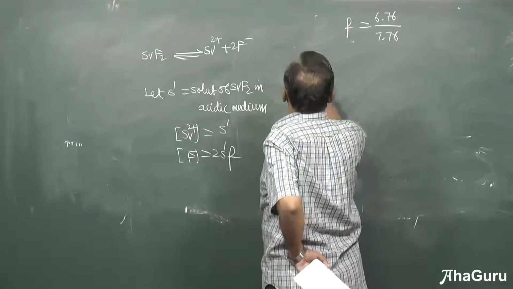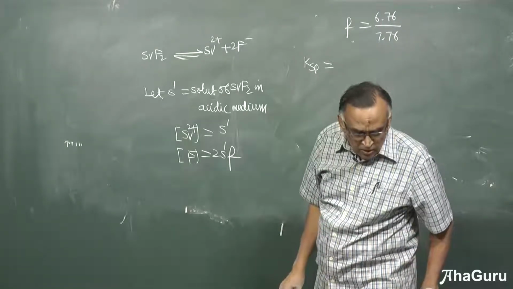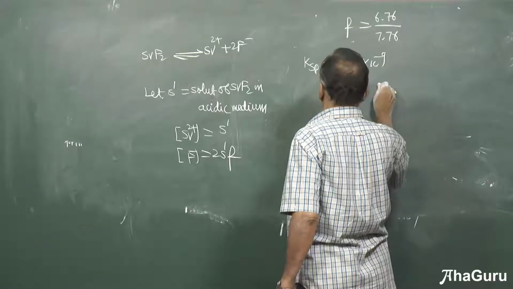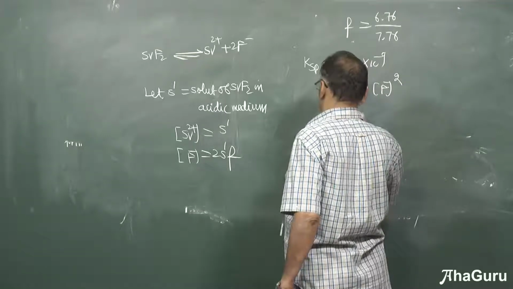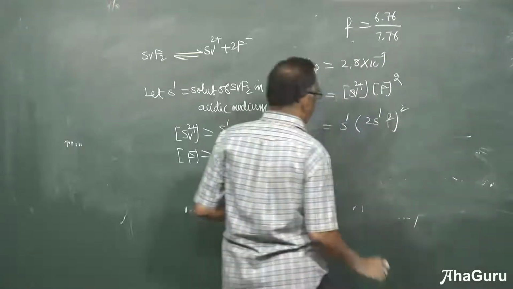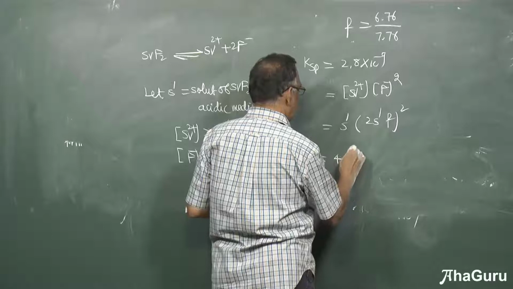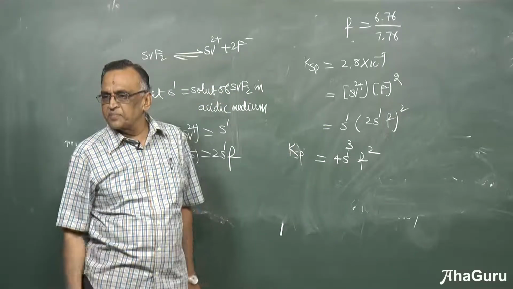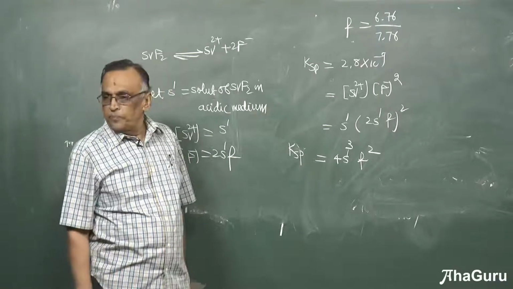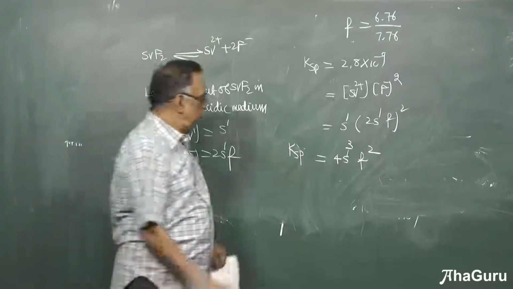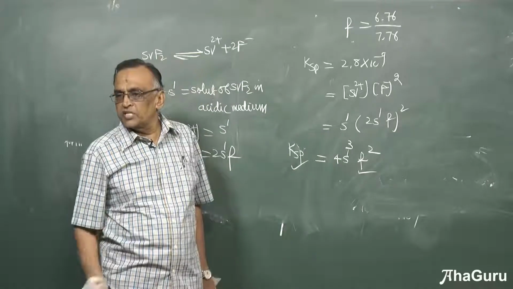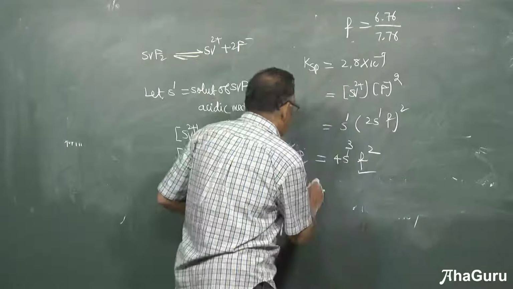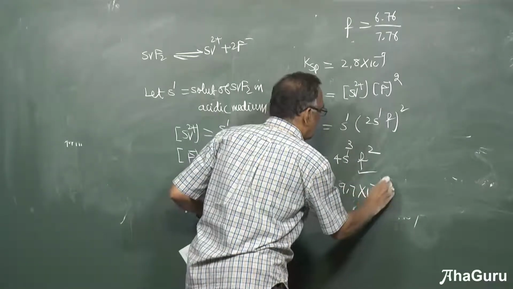Okay, now substitute in the KSP expression. KSP equal to, what is the KSP value given? 2.8 into 10 power minus 9 equal to concentration of Sr2 plus into concentration of F minus squared. What is this? S dash into 2S dash F squared, which will be how much? 4 S dash cube F squared equal to KSP. Correct? You cannot neglect anything here because everything is a product. You know KSP, you know 4, you know F. So what is the only unknown? S dash. I will give you the value of S dash, you check it later. S dash is 9.7 into 10 power minus 4 molar.